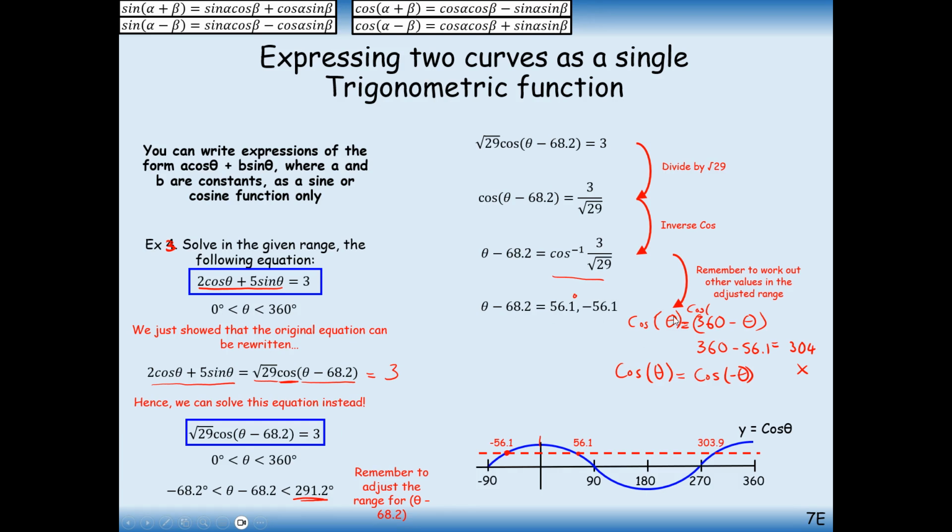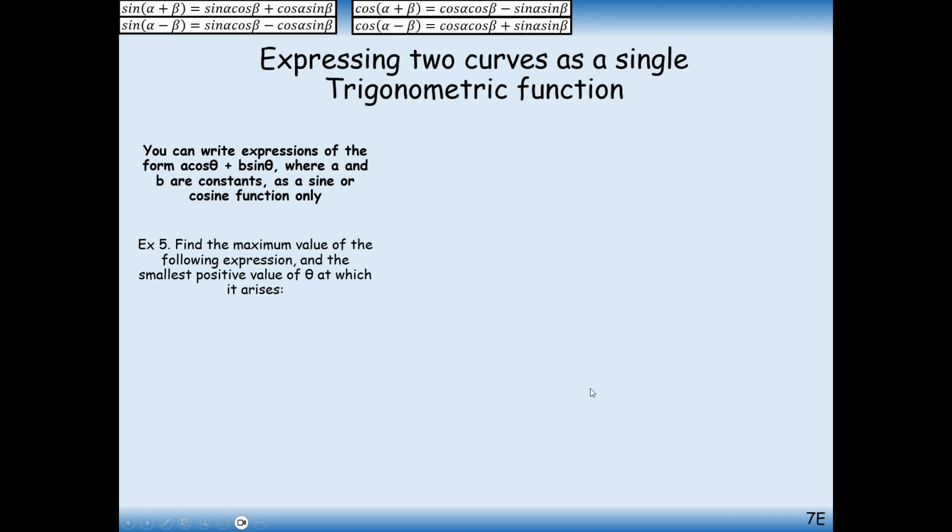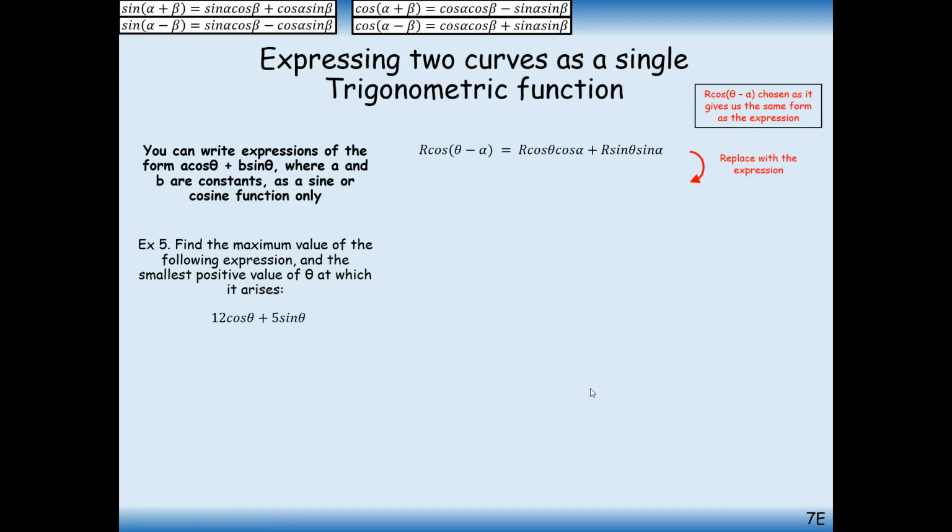The final step is to add 68.2 to both sides of the equation. So the answer 303.9 we have to chuck away. The final expression will tell us that the answers will be 12.1 and 124.3. Okay, so this is a different example, and we've been asked to calculate the maximum value of this expression.